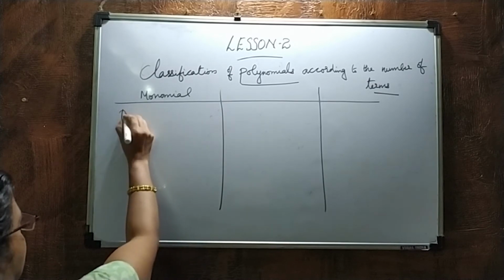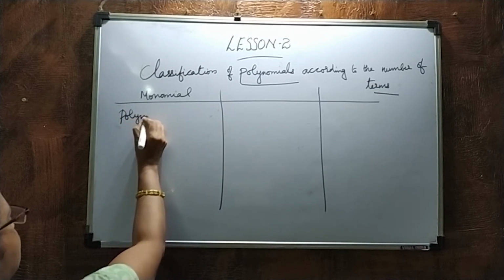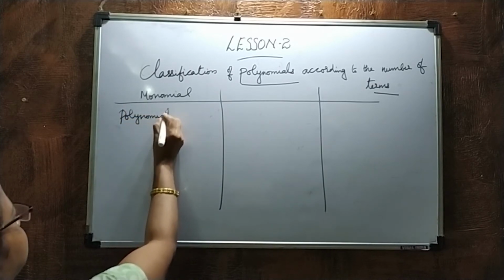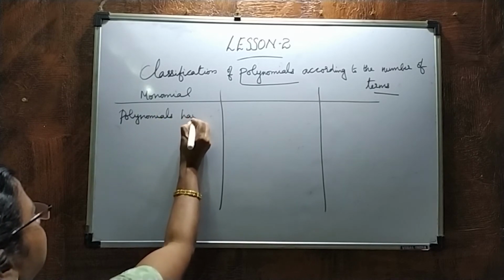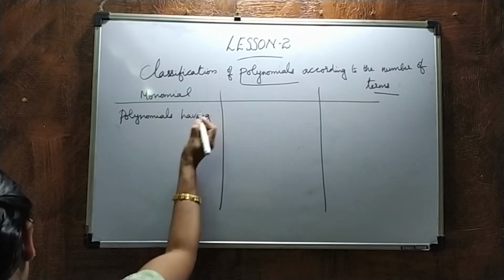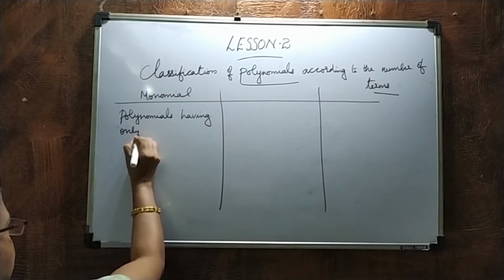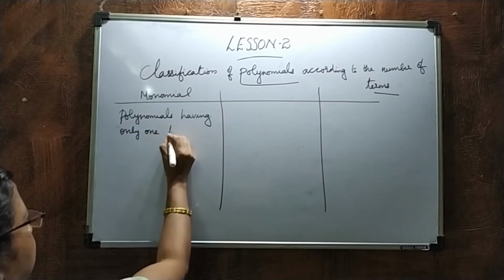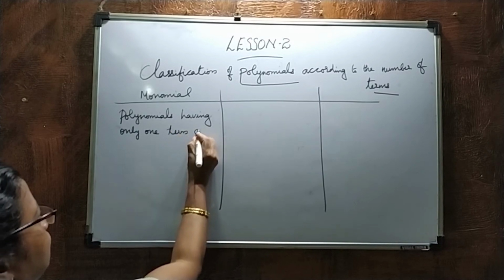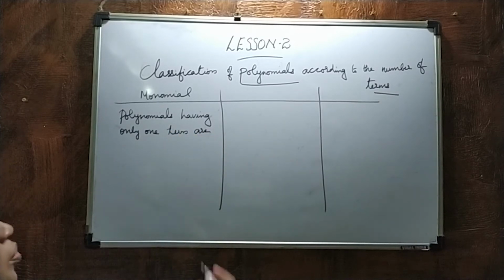So that also we will write: polynomials having only one term are called monomial.